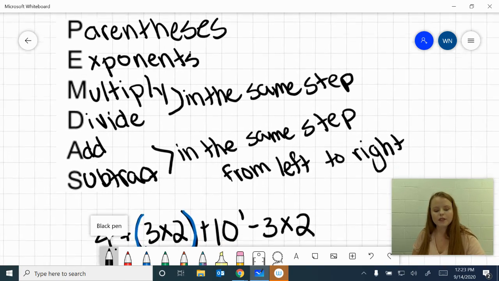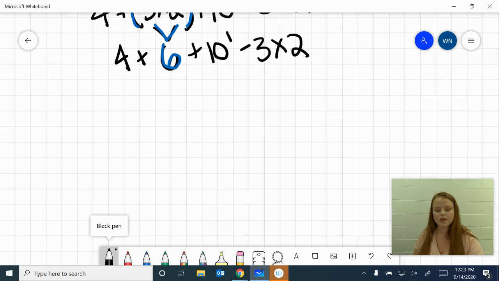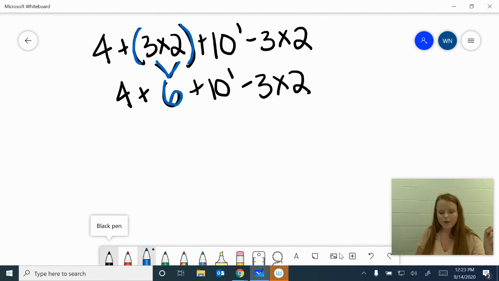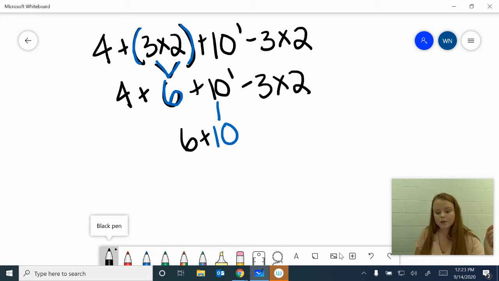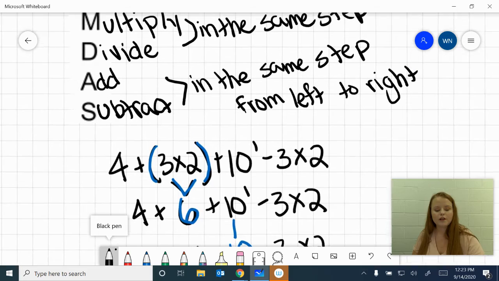Oh, exponents next. So I'm going to do my exponent next. I'm going to say we need to bring down this 10 to the first power, which we know 10 to the first power is just 10. Now I bring down everything else. I've got my plus 6 and my 4 there. Minus 3 times 2. Perfect.